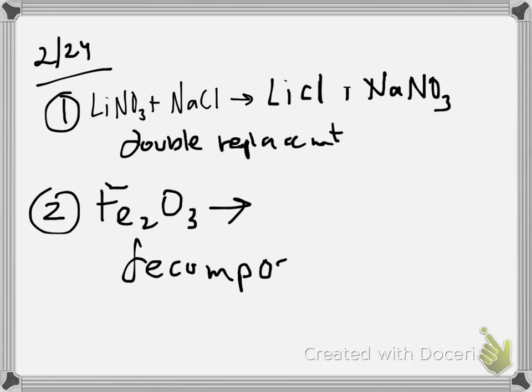Yeah. So this is a decomposition reaction. You don't have to write reaction. You can just write decomposition. What is that going to break up into? Well, it's going to break up into iron and oxygen. Iron on its own is just Fe. Don't fall prey to putting a subscript there. Remember, if it's pure iron, it's just Fe. Oxygen on its own is O2. So then you have to balance that.